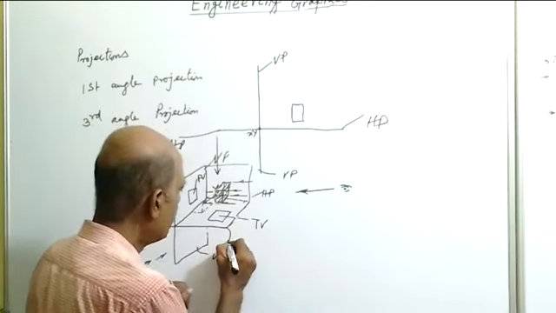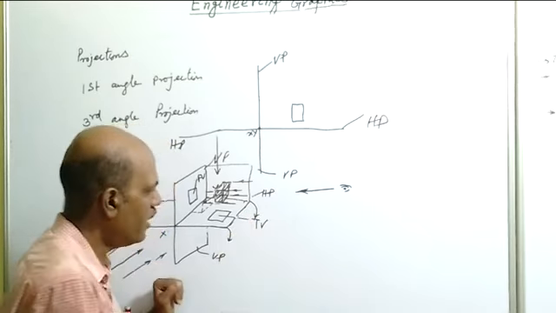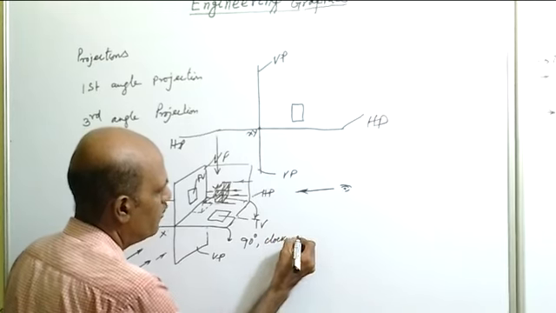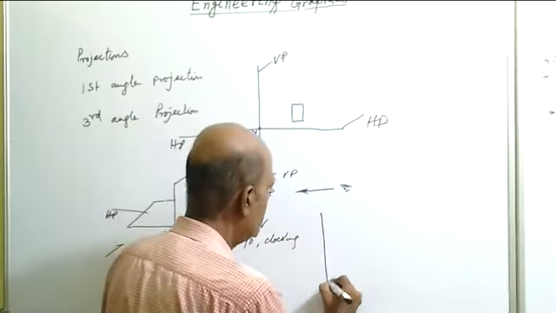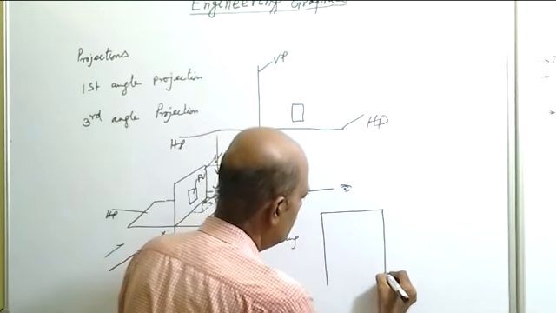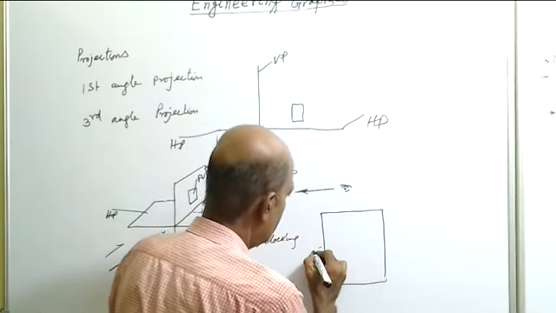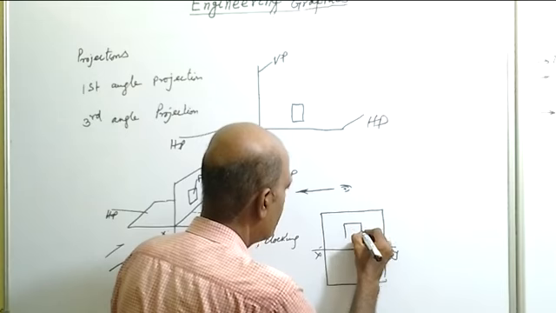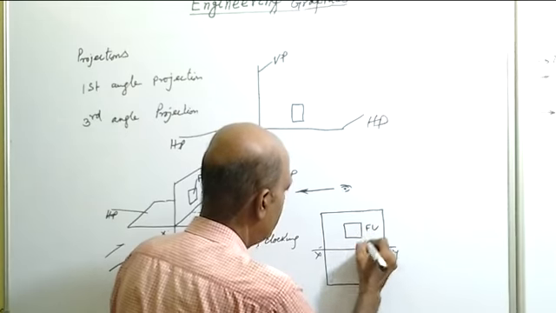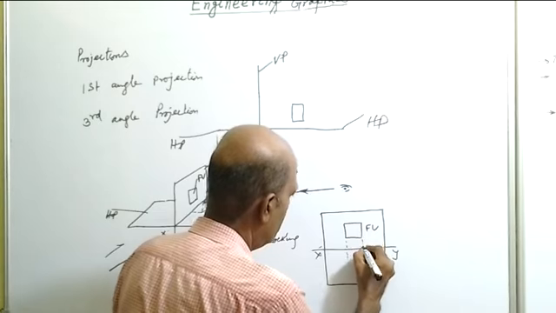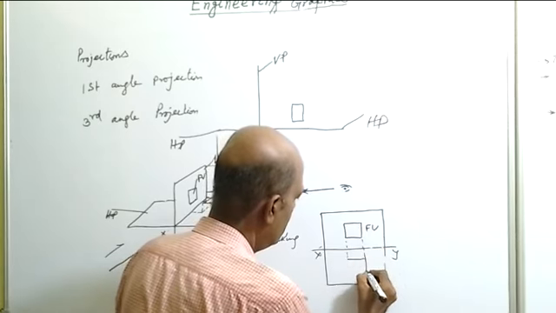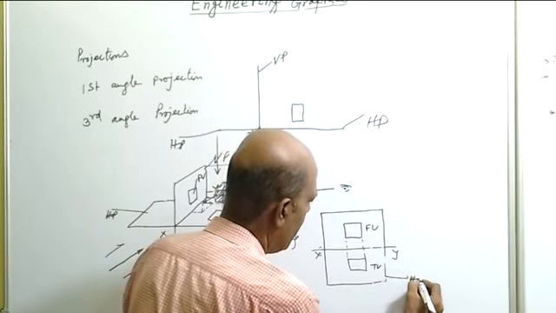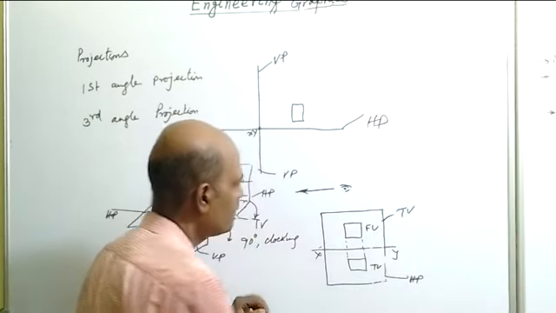So after taking the projection, this horizontal plane will be rotated by 90 degrees in clockwise sense. So if we rotate this and draw the orthogonal view, we will see this is the reference line XY, and here the front view of the object is made, and the top view will be formed on HP. So this is your HP, and this one is your top view.